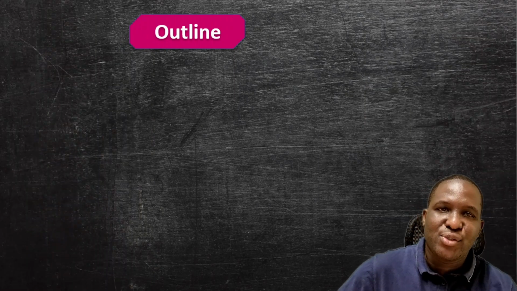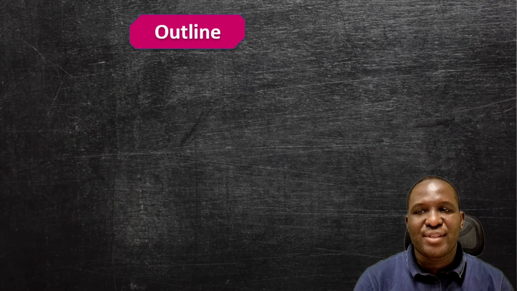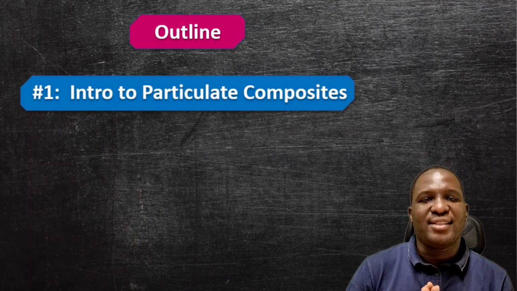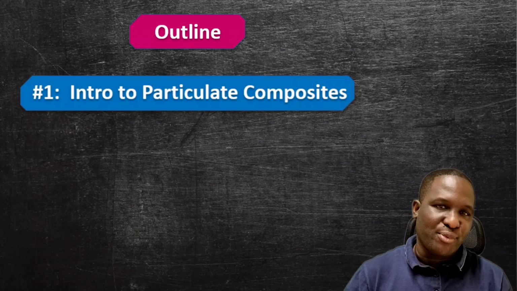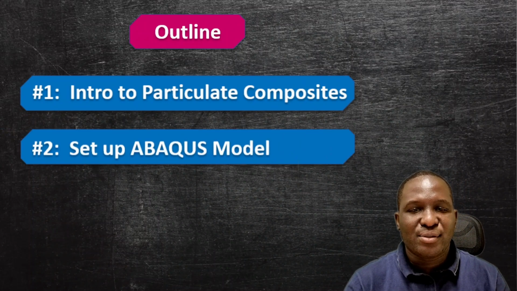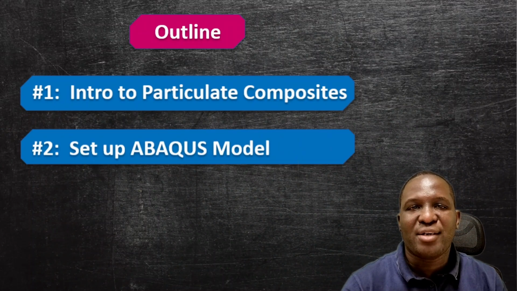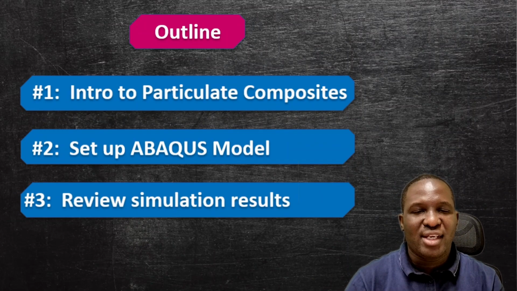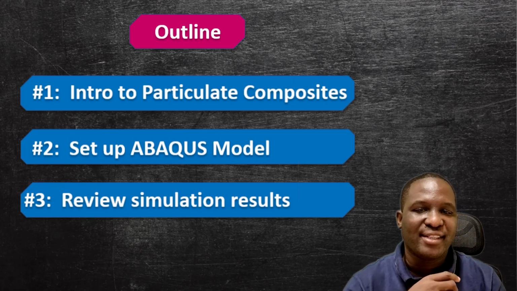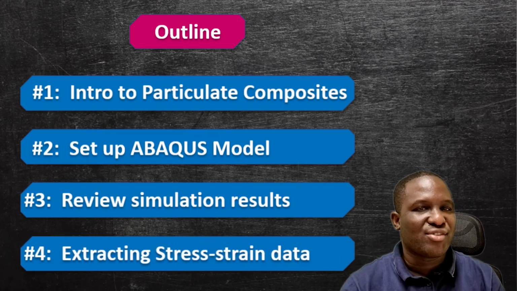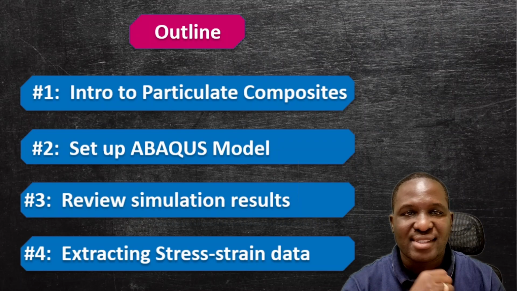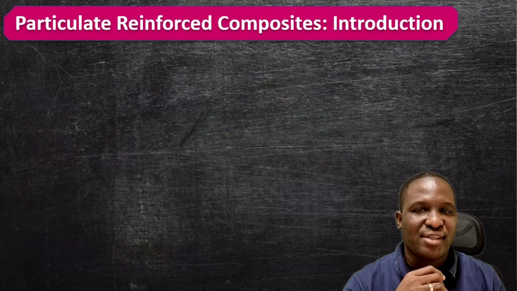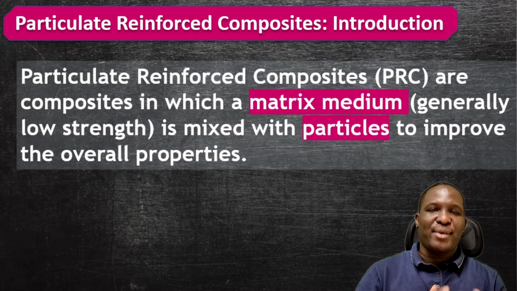So the outline that we're going to work with in this video: first, we're going to introduce a little bit around this idea of highly compacted particulate composites, what particulate composites are, and then I'll quickly tell you how to set up the model in ABAQUS. After that we'll review the simulation results, look at the stress strain and the contour plots, and then finally we're also going to extract stress strain data to see if we can understand something about the quantitative information around this kind of composite materials. So by way of introduction, what are particulate composites?